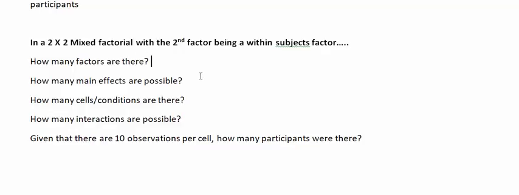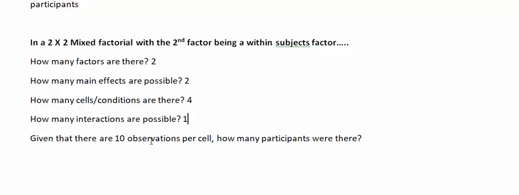Just like before, how many factors? A and B. So you got 2. How many main effects? That's the same. Not 1. 2. And how many cells or conditions there are, right? 2 times 2 gives you the 4. And how many interactions are possible? Well, there's only one combination of those 2 things you can make, so that is still 1.